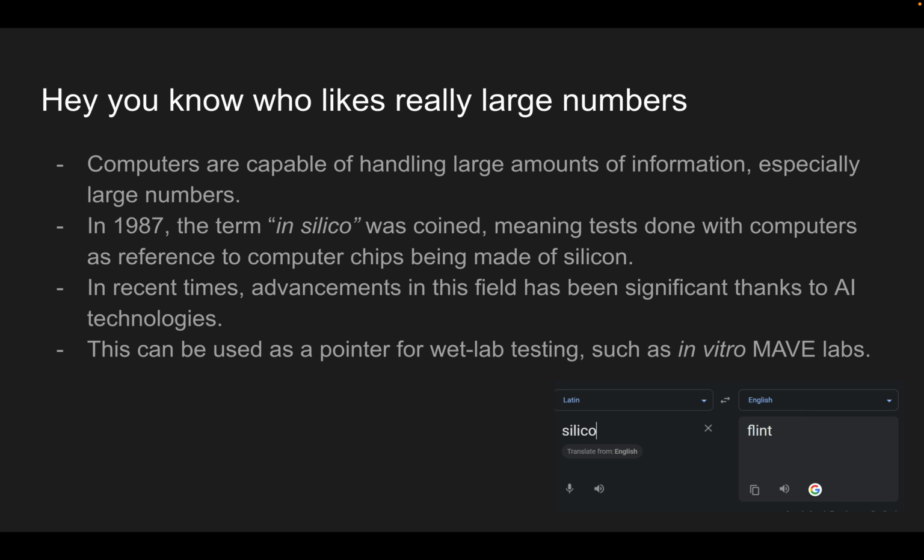So that's pretty much the background for computational biology, why it's important and how it helps, and what role it plays in the whole area of genetic variants. My next presentation will be on the recent advancements in AI and how they play a role in in silico testing.